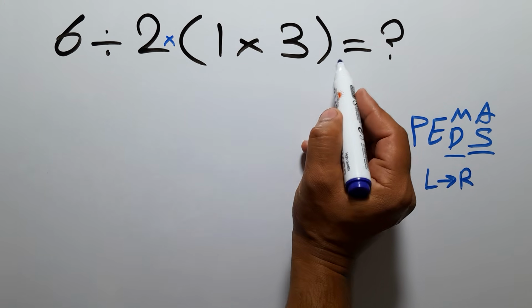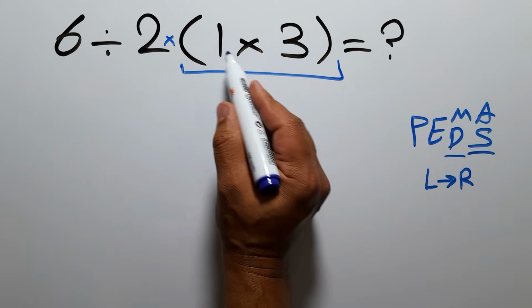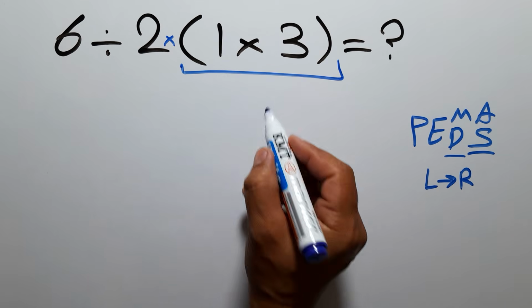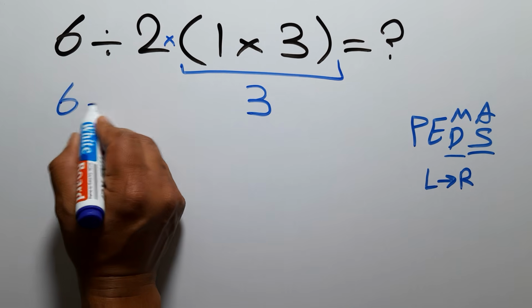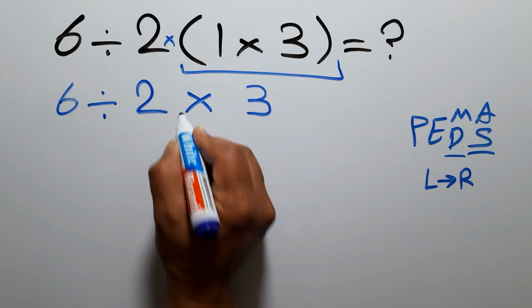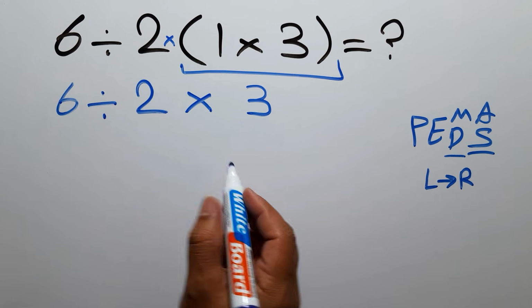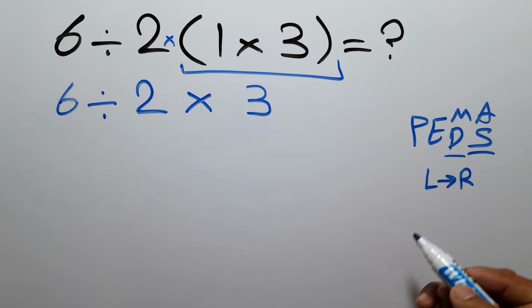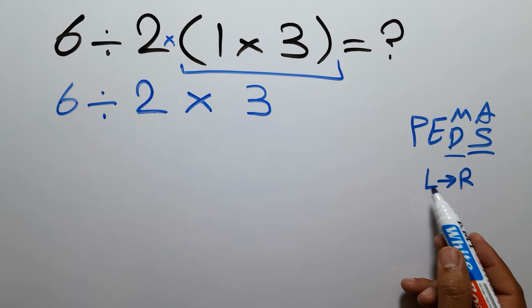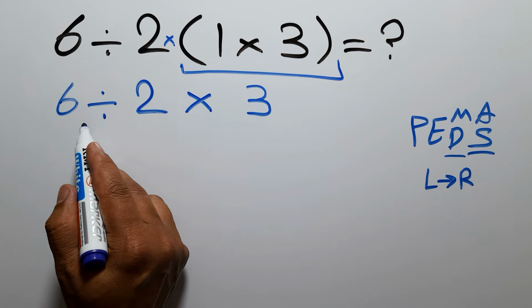So first we have to do this parentheses. Inside this parentheses we have 1 times 3, which gives us 3. So we have 6 divided by 2, then times 3. Now we have one division and one multiplication. As I said, multiplication and division have equal priority and we have to work from left to right. So here first we have to do this division.